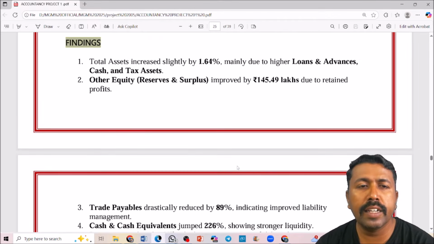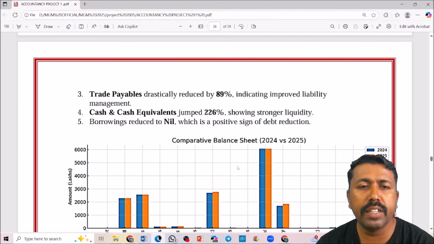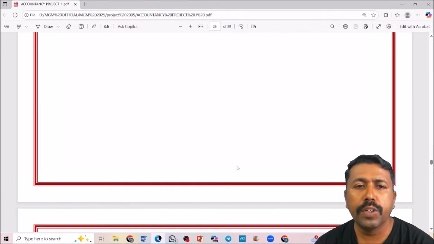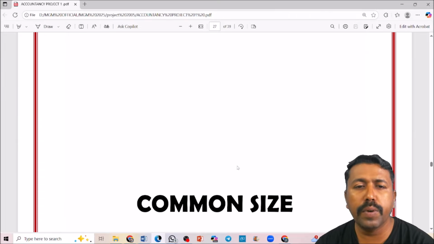You can write in detail also for each item, each category. Also, please attach a bar diagram or any other type of diagram related to the comparative balance sheet. You can rearrange the above diagram.